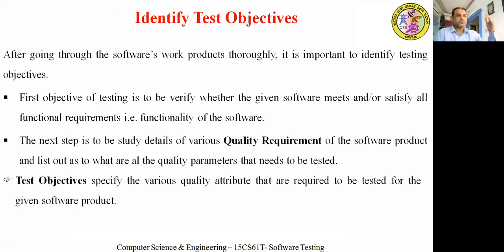If you go through or review the product, then you can understand what the aim is, what the design is, what the SRS is, what the specification is, and so on. After going through the product or reviewing the work products, you need to identify the objectives of testing. After going through the software's work products thoroughly, it is important to identify testing objectives. The first objective of testing is to verify whether the given software meets and satisfies all the functional requirements, that is, the functionality of the software.